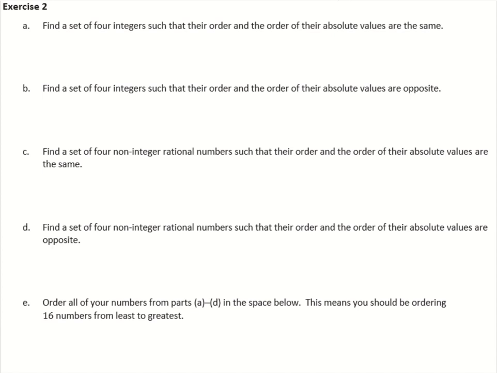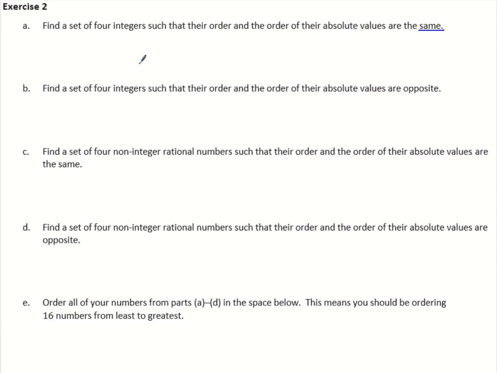The first question was to find a set of 4 integers such that their order and the order of their absolute values are the same. So I need to think for a second, well, what numbers are in the same order as their absolute value? Oh, that's going to be all of my positive numbers. And I need to look right here. This tells me integers, which means that they're going to need to be whole numbers. They're not going to include anything like fractions or decimals.